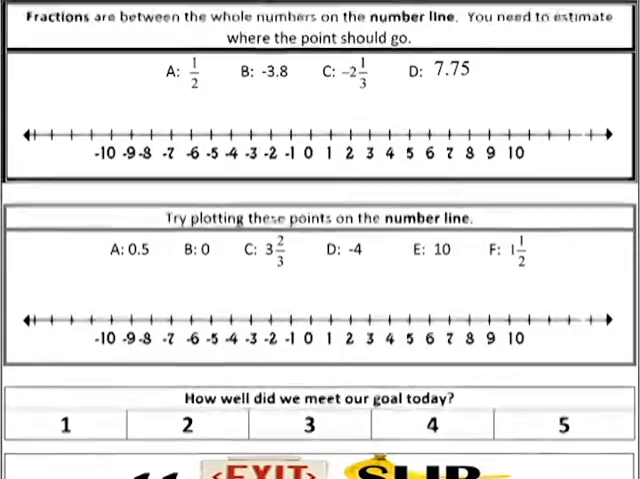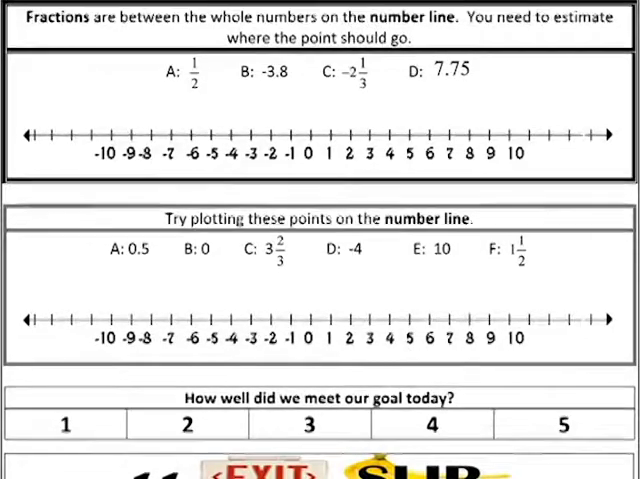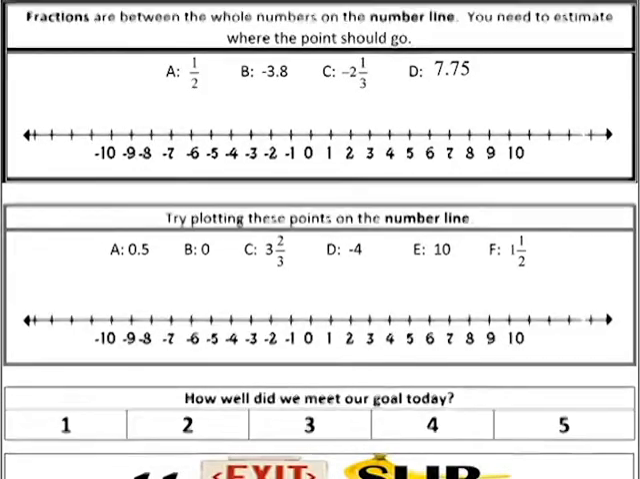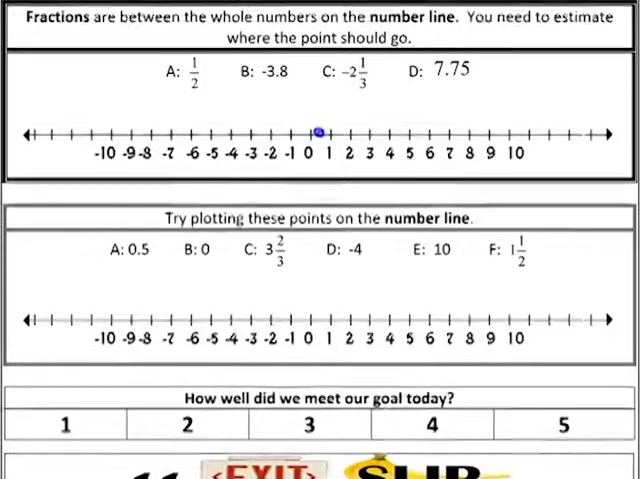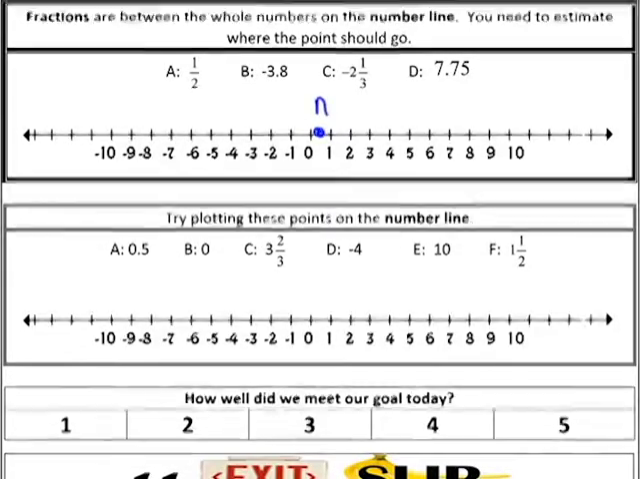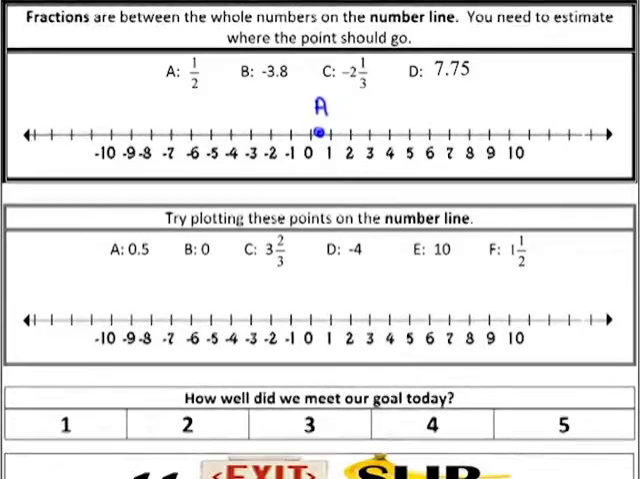Well, 1/2. I know that that's smaller than 1, but it's bigger than 0. Is it closer to 0 or 1? It's exactly halfway. So A is exactly halfway between 0 and 1. I'm just estimating.